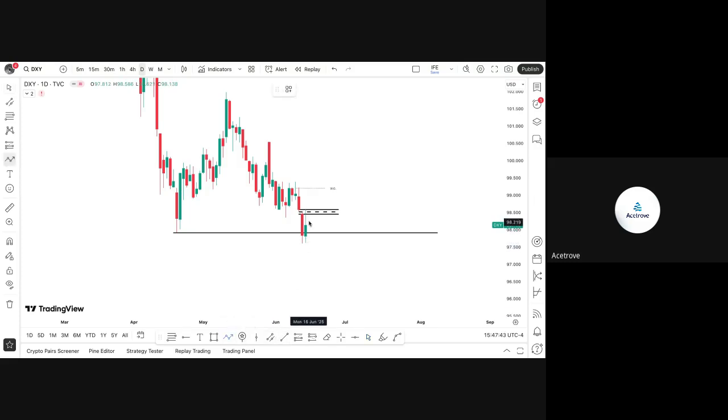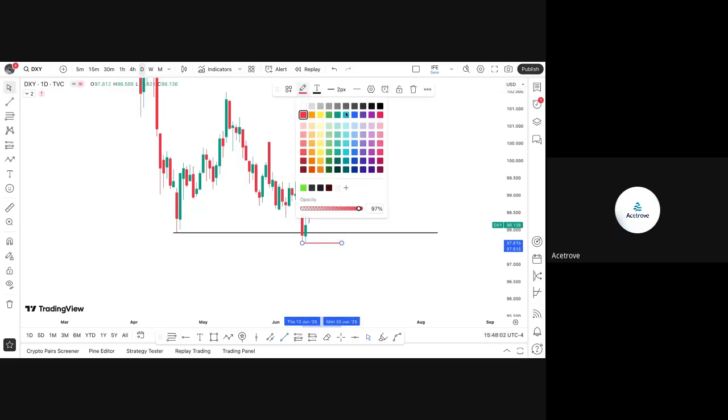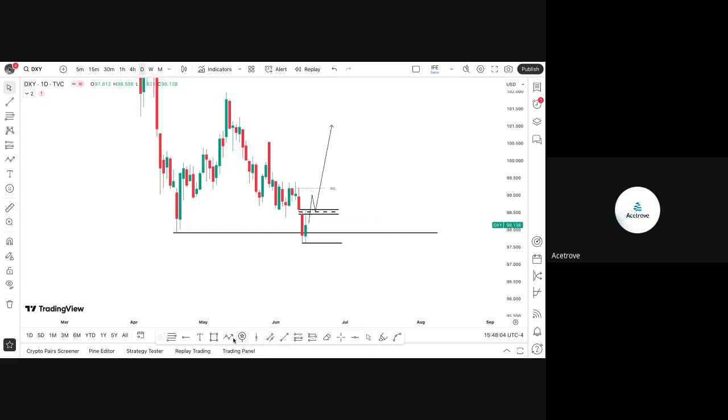But what are we waiting for? If I'm going to continue upwards, I'll wait for price to close above this volume imbalance, use it as a retest area and then keep going up. But for me to see continuation to the downside, I would just love to see price close below this low here and then keep going to the downside. So that's my analysis basically for the dollar index.